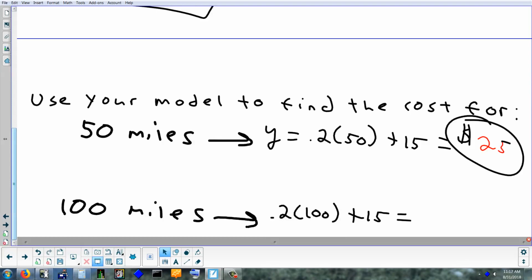About Ashley? $35? Yeah, $35. So definitely not double. It's not 50. So $35. Okay. So there's that. Any questions on just plugging something in and then evaluating?